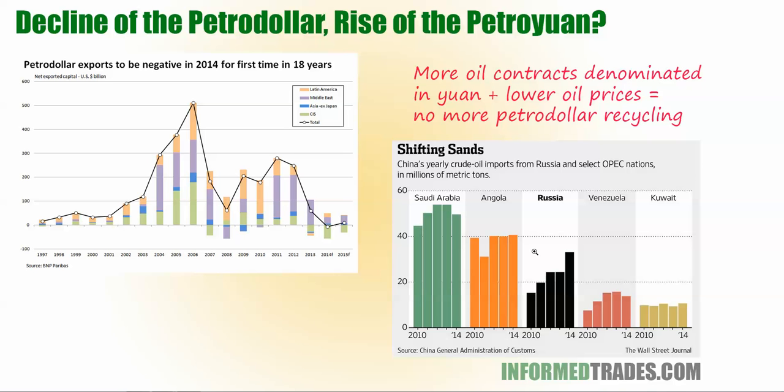So we'll see, and some people will say that the U.S. will intervene militarily, and that's been a lot of what's behind U.S. military actions in the Middle East: make sure these countries stay on the petrodollar. But for now, we are definitely seeing a shift towards what could be called the petro-yuan. And you're seeing petrodollar exports are now negative, or they were negative in 2014 for the first time in 18 years.